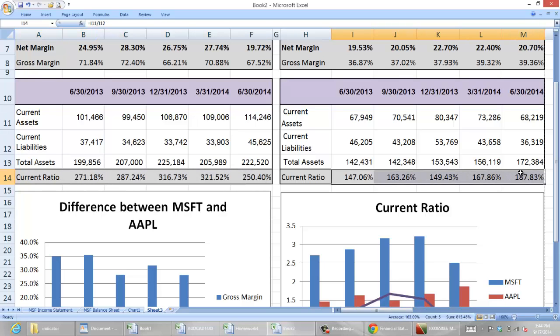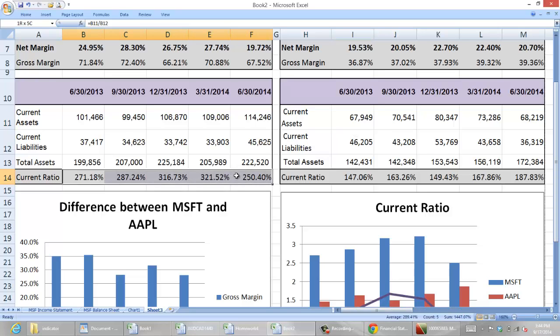Does it mean that Apple is bad? I don't think so, right? With a ratio of say 1.7 or 1.5 times, or 147%, it means that for $1 of current liability, of short-term liability, Apple has $1.4 of liquid assets to cover. So it's also very good, right? So both Apple and Microsoft have very, very good liquidity condition based on the current ratio.